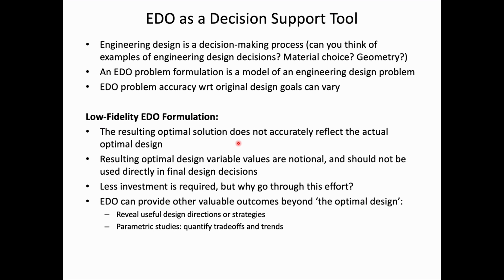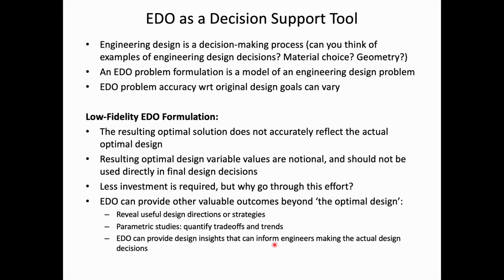We can do things like parametric studies. We can do some trade-off studies and look at trends. And this can generate insights that could be very useful for the actual design decision. So even if we don't generate an optimal design that can be used directly, it can still be very worthwhile going through these sorts of studies.